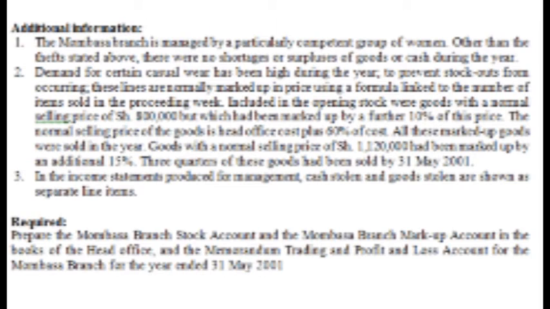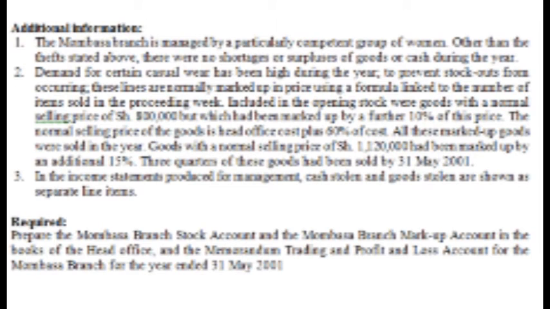Now, required: prepare the Mombasa branch stock account and the Mombasa branch markup account in the books of the head office, and the memorandum trading and profit and loss account for the Mombasa branch for the year ended 31st May 2001. That was awarded 17 marks.